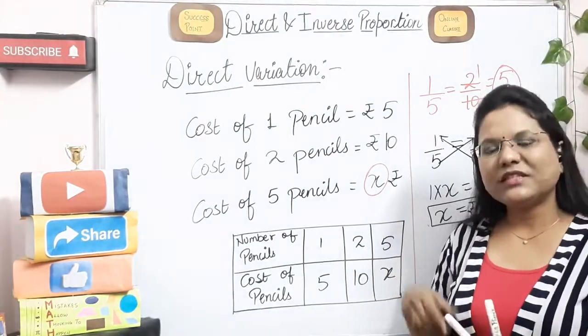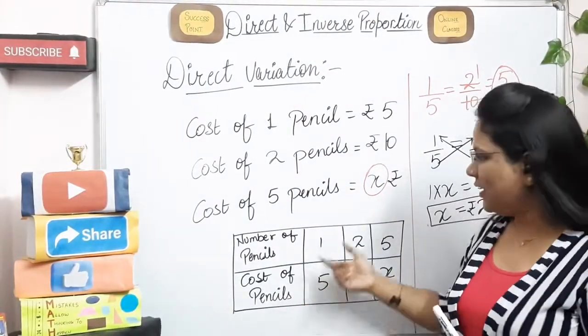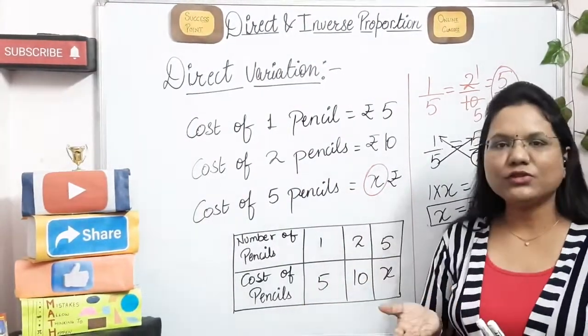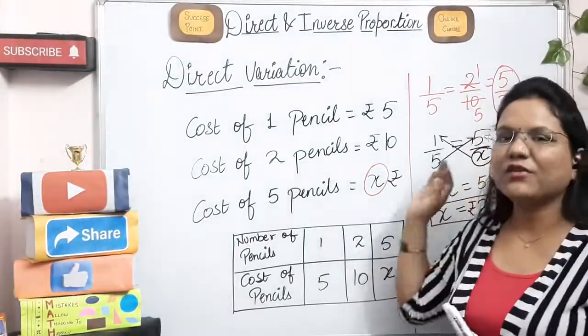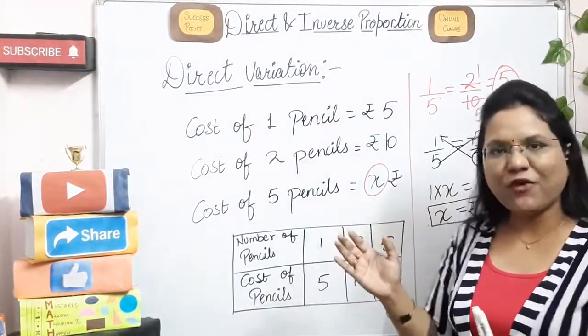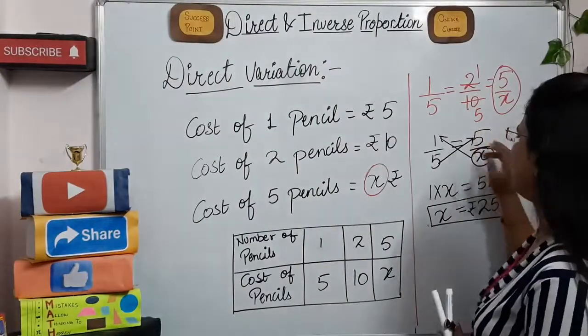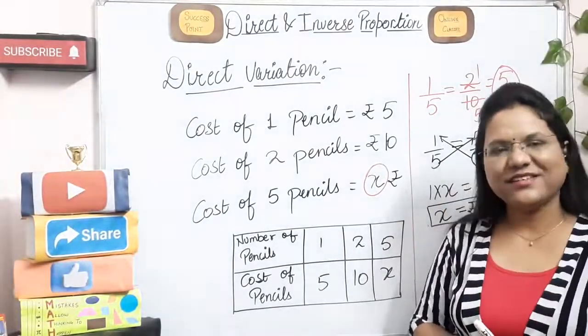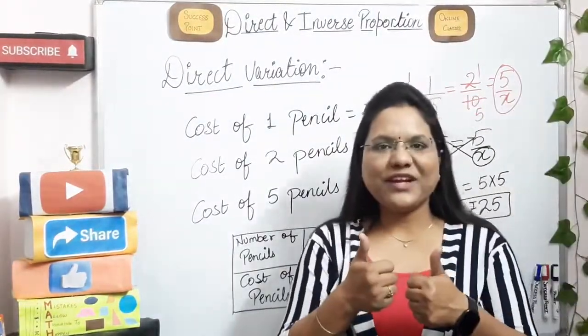Okay now? So this is the second type. If you get some missing terms, how to solve it? You just have to write it in the fraction form or ratio form and just cross multiply and solve it. Okay now? I hope you are getting this concept.